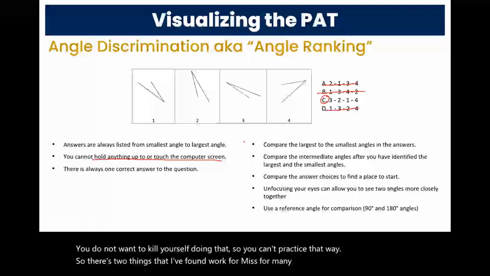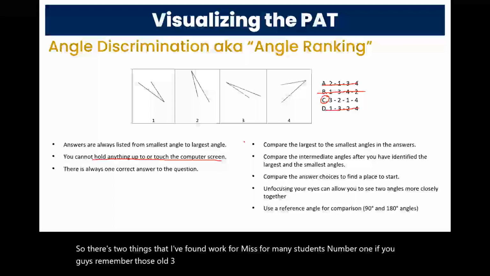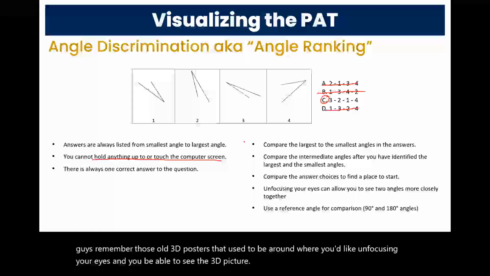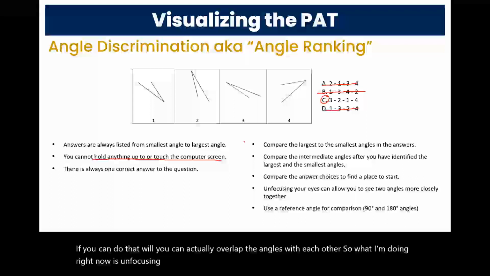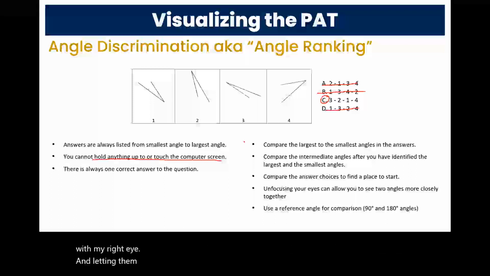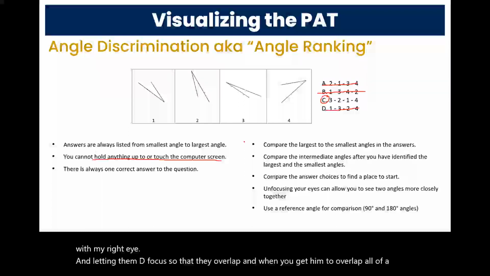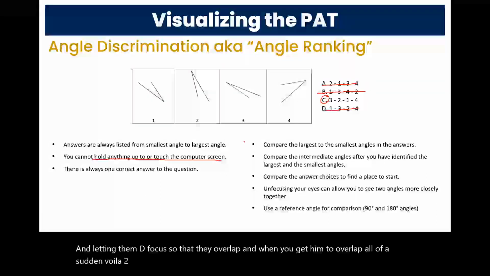Number one, if you remember those old 3D posters where you'd unfocus your eyes and you'd be able to see the 3D picture. If you can do that at will, you can actually overlap the angles with each other. So what I'm doing right now is unfocusing my eyes and looking at 1 and 2, one with my left eye, one with my right eye, and letting them defocus so that they overlap. And when you get them to overlap, all of a sudden, voila, 2 is distinctly smaller than 1 because I'm seeing the angles on top of each other.